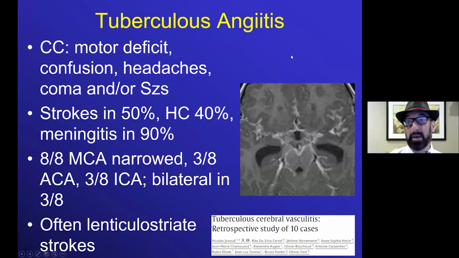With respect to the clinical manifestations, they may be motor deficits more so related to basal ganglia involvement rather than, for example, the motor cortex, confusion, headaches, coma, seizures, etc. Strokes in 50%, hydrocephalus 40%, meningitis. As you see here, look at this Sylvian fissure with the meningeal enhancement, and obviously all the blood vessels within the subarachnoid space of the Sylvian fissure exposed to that inflammatory disease and potentially manifesting ischemic injury, usually the MCA.